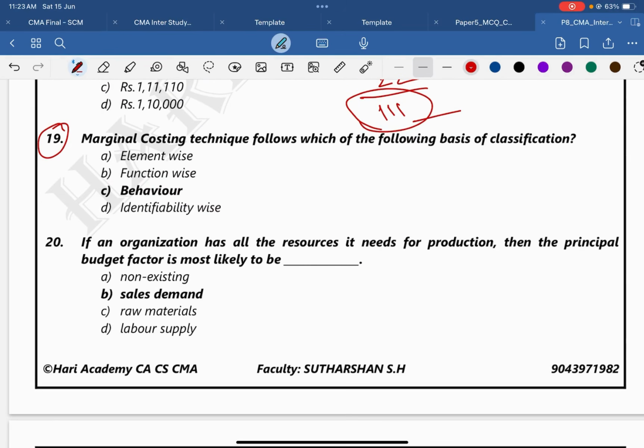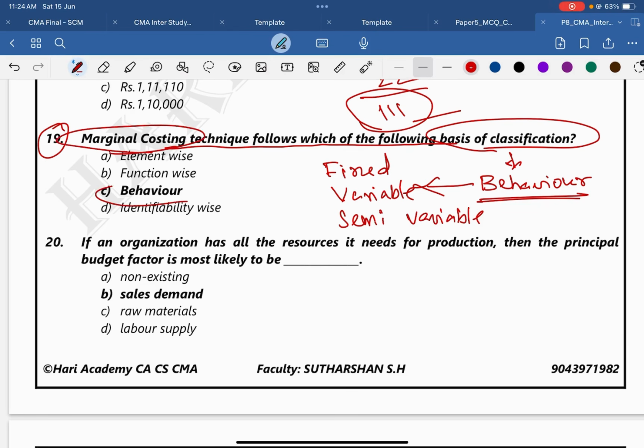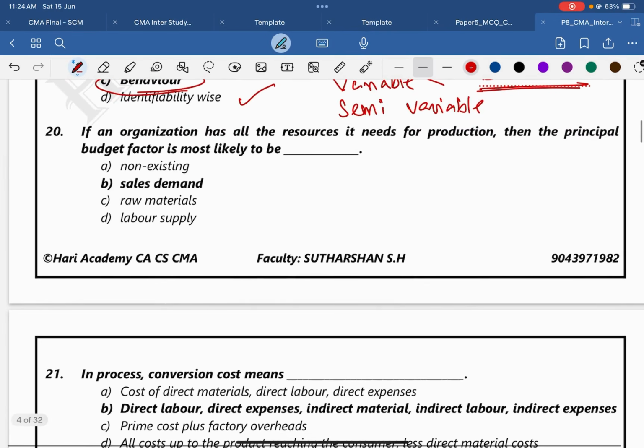Then the 19th one, an interesting one. Marginal costing technique follows which of the following bases of classification? Always the marginal costing will go for classification based on behavior. What is the behavior? The cost behavior can be fixed cost, variable cost, or semi-variable cost. So these are the 3 costs. Maximum focus on the element-wise and functional classification, and try to classify the subparts of the elements classification and functional classification. You may get a question on it.